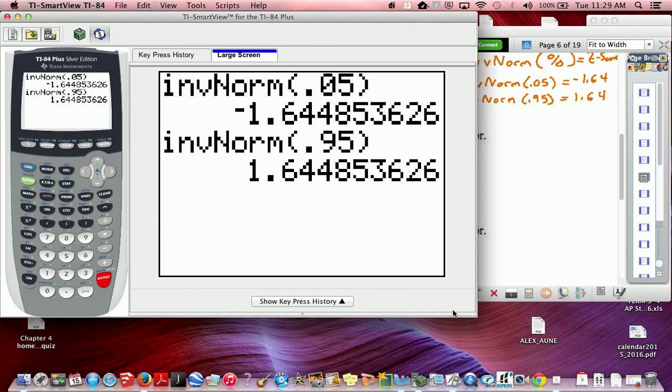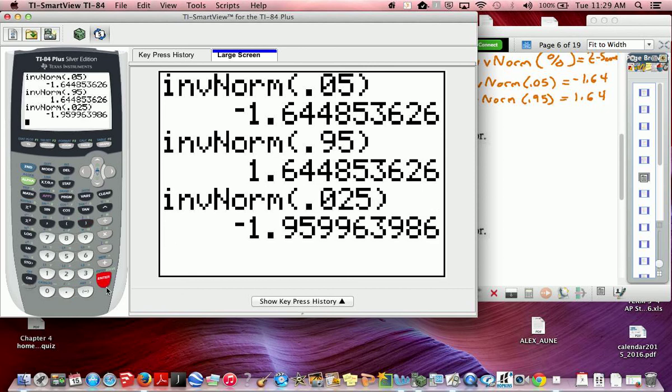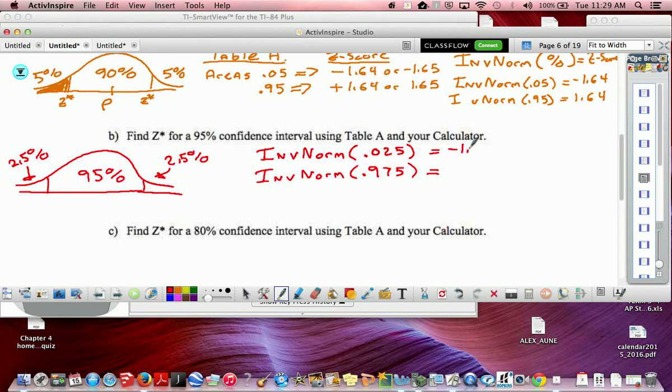So, on my calculator, second vars is number 3. Inverse norm, 0.025. Negative 1.9599, so could we say negative 1.96? Guess what the other one will be? Positive 1.96.